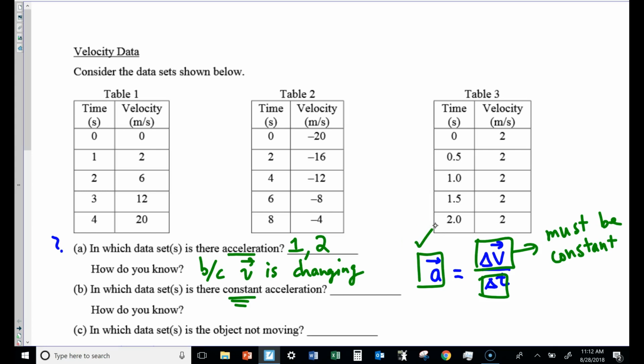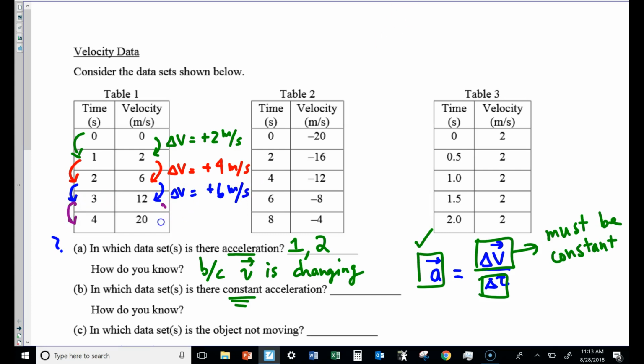Well, look over at table 1. From 0 to 1 seconds, we've changed our velocity by positive 2 meters per second. And then from 1 to 2 seconds, we changed our velocity again by positive 4. From 2 to 3 seconds, we changed our velocity once more by positive 6. And you see what's happening. We are not being consistent in our delta V. The delta V is not constant. Therefore, acceleration is not constant.